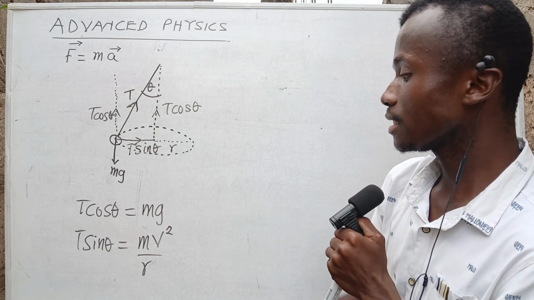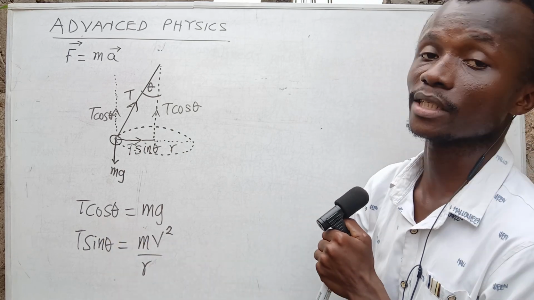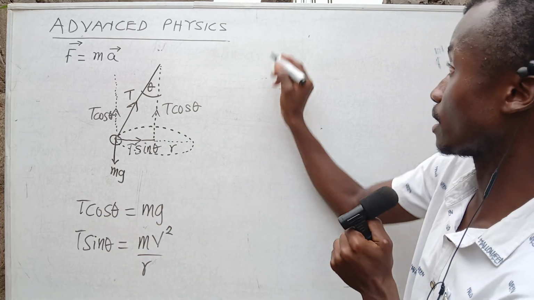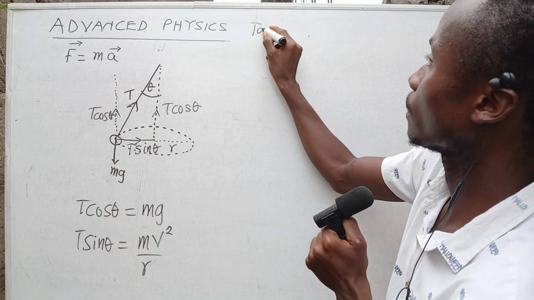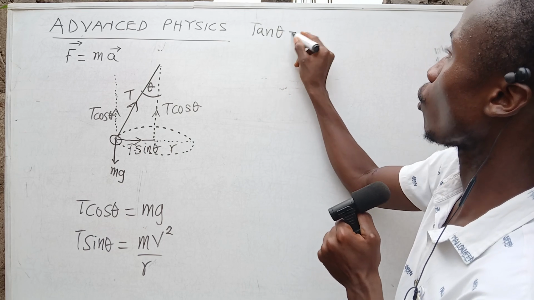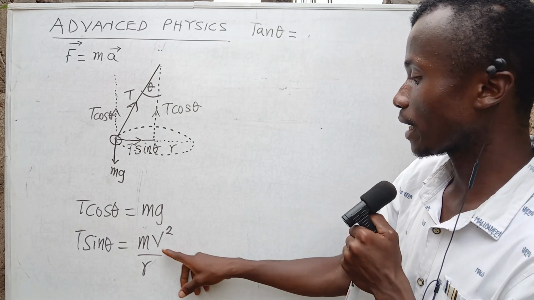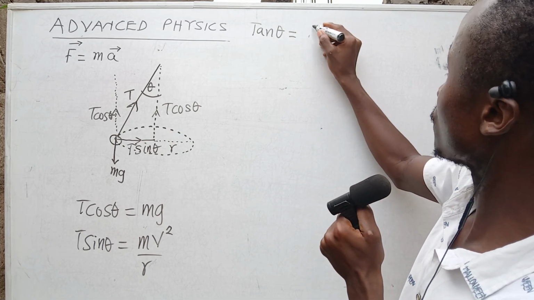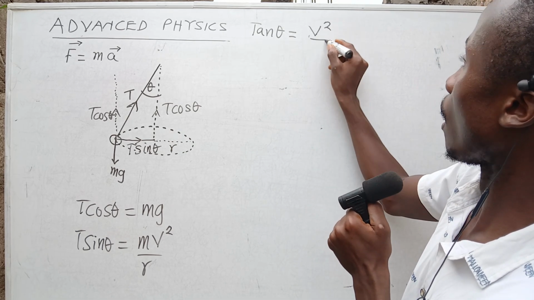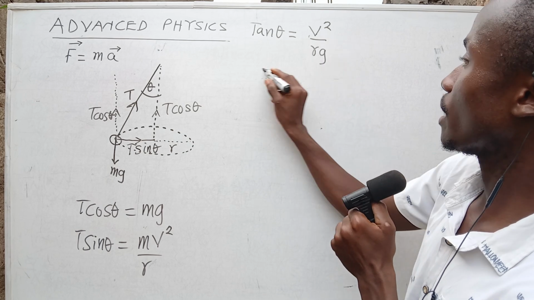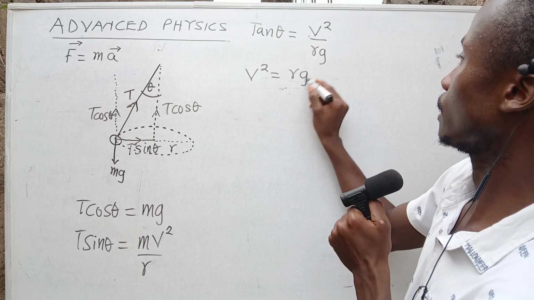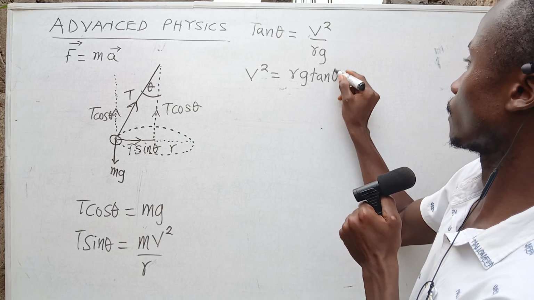Now we can divide equation 2 by equation 1. If we do so, we have T sine theta divided by T cos theta, which is tangent of theta, equal to mv squared over r divided by mg, which is v squared over rg. Making v squared the subject, we have v squared equal to rg tangent of theta.